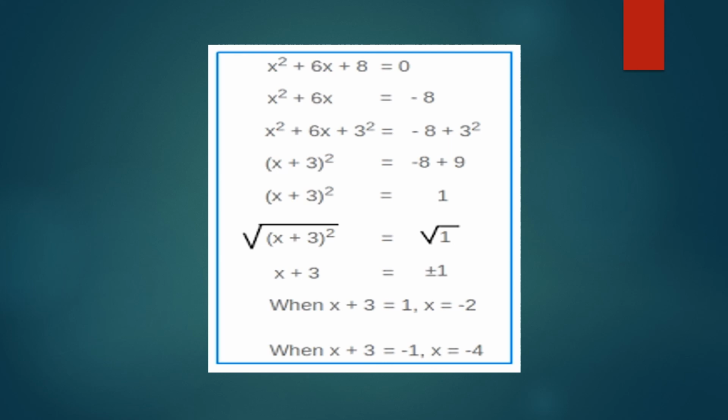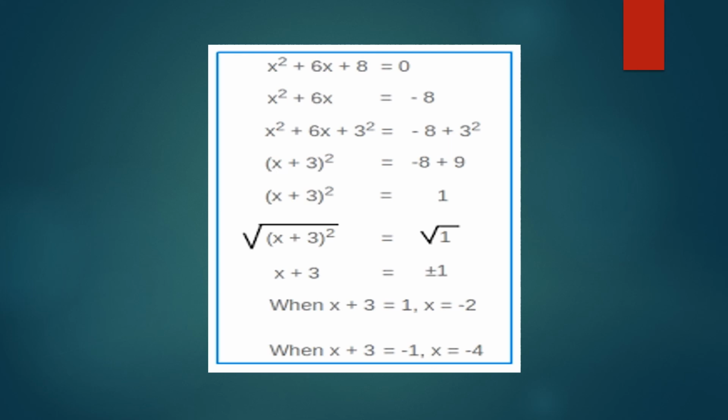Then we obtain (x plus 3) raised to 2 is equal to minus 8 plus 9. Minus 8 plus 9 becomes 1. (X plus 3) raised to 2 equal to 1. From that, we eliminate the square, which becomes x plus 3 equal to plus or minus 1. And from that, x is equal to either minus 2 or minus 4.